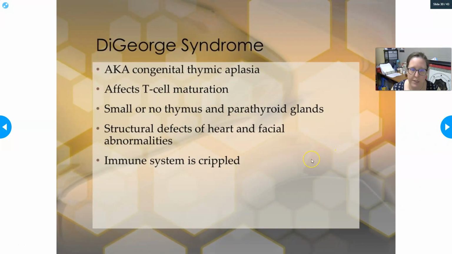DiGeorge syndrome is also known as congenital thymic aplasia. It affects T-cell maturation. There will be small or no thymus and parathyroid glands. So small or no thymus means the school for the T-cells is closed, right? The T-cells can't mature, right? And so you will see structural defects of the heart and facial abnormalities also with DiGeorge syndrome, and the immune system is crippled.